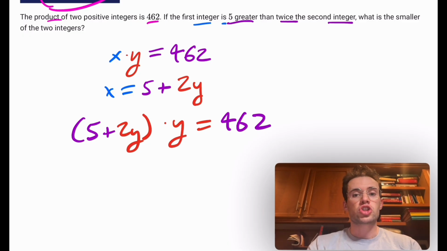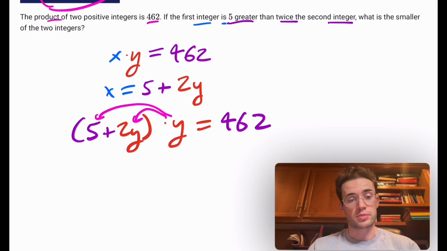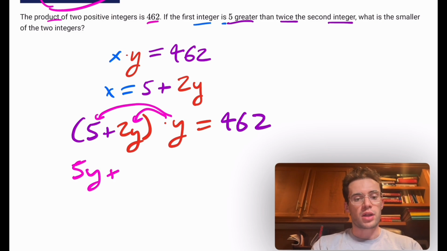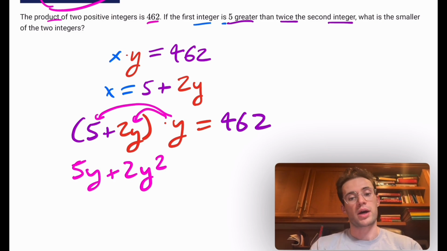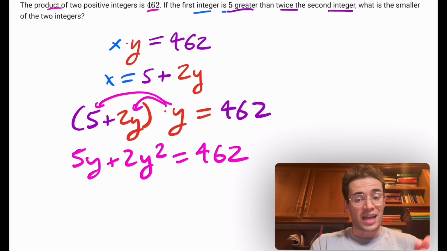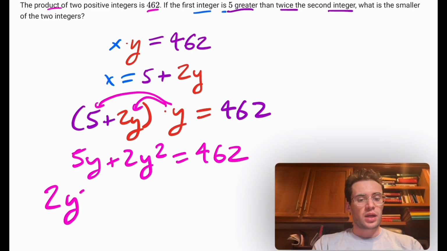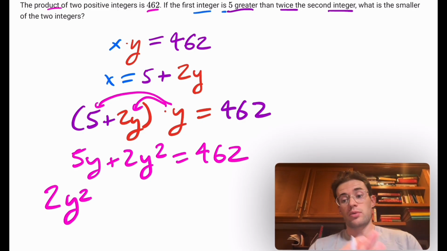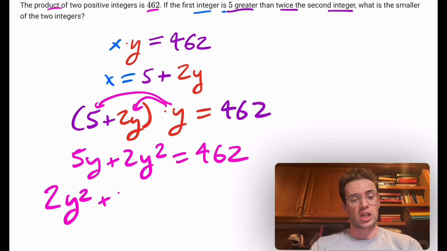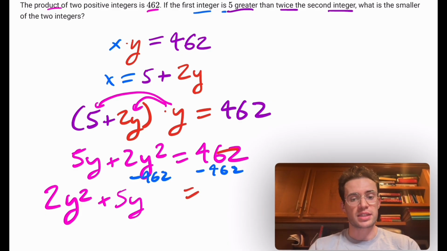Now from here, we can distribute this y to both elements that are inside of the parentheses, both terms there. That gives us 5y plus 2y squared, y times y is y squared, is equal to 462. And now if you want to make it so you have a quadratic on one side and 0 on the other side, which is how you can easily solve this, I'll put the 2y squared at the front. So it's the commutative property of addition, it doesn't change anything, we just change the order. But I'm going to subtract 462 from both sides. That will leave us with 0 over on the right because these cancel out. And we get minus 462 here.